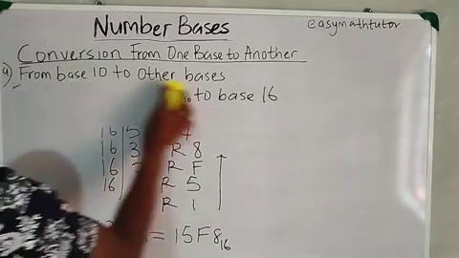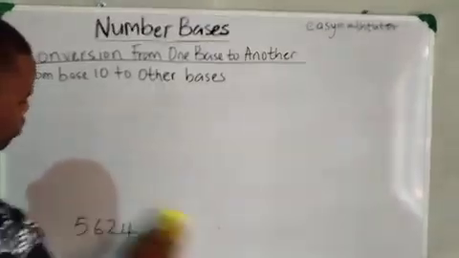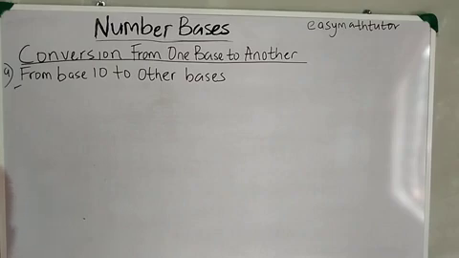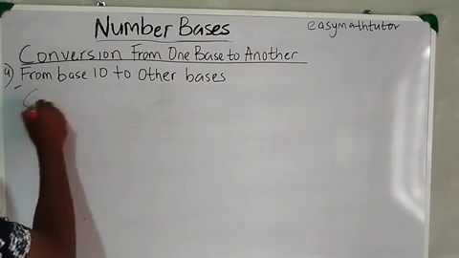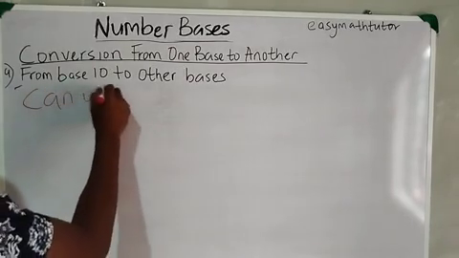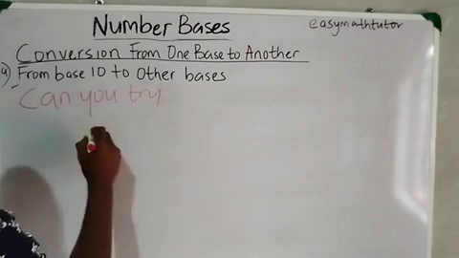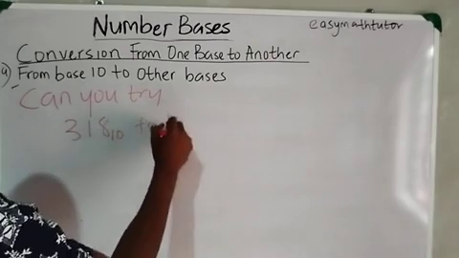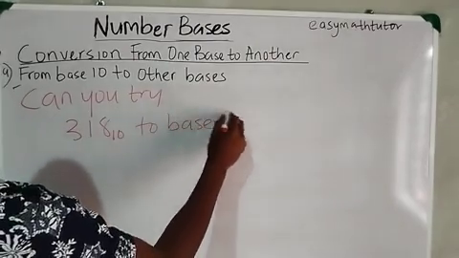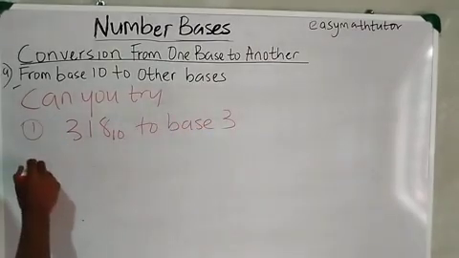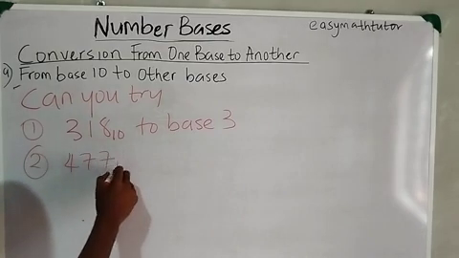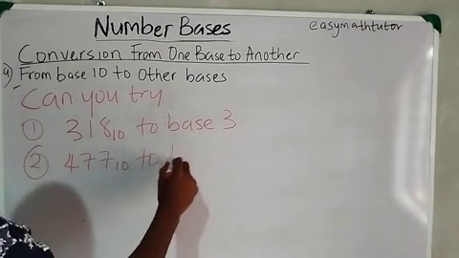So can you try some examples? I'm going to give you some examples to solve, and leave your answers in the comment section to see how well you understand what we've taught. So can you try this? First, convert 318 in base 10 to base 3 using the same method I've just taught. And also, convert 477 in base 10 to base 6.